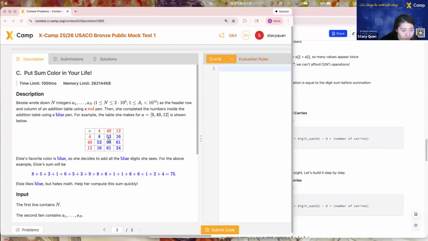So we break down those numbers into single digits: 8, 5, 3, 1, 6, 5, 3, 9, 8, 6, 1, and so on, and we find the sum is 75.